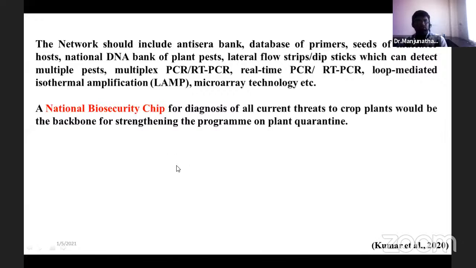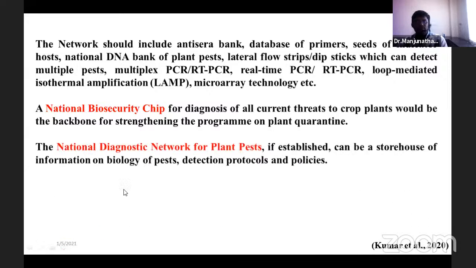Another feature for the way forward is a national biosecurity chip for diagnosis of all current threats to crop plants, to strengthen the program of plant quarantine. That means if seed health is to be strong, we need to develop diagnostic methods such as the national biosecurity chip. Then there is the national diagnostic network for plant pests. If established, it can store information on pest biology, detection protocols, and policies. If you develop these things, it will help easy movement of seeds from one country to another without any bias.